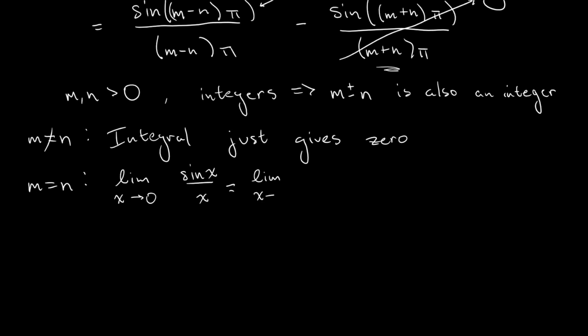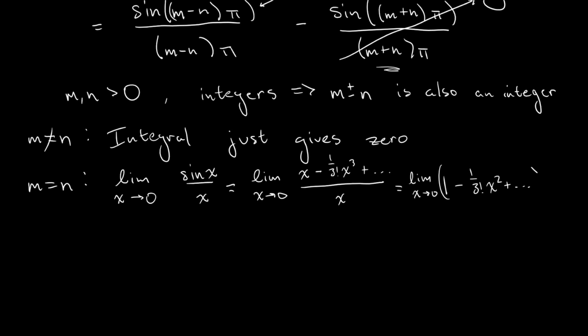We've looked at Taylor expansions in the past, and so sine gives us something like x minus 1 over 3 factorial x cubed plus dot dot dot, all divided by x, which is going to give us the limit as x goes to 0 of 1 minus 1 over 3 factorial x squared plus yada yada, which is just going to give us 1. All of these terms of higher order in x vanish when I take this limit, and I'm just left with this first term. So this gives me 1.